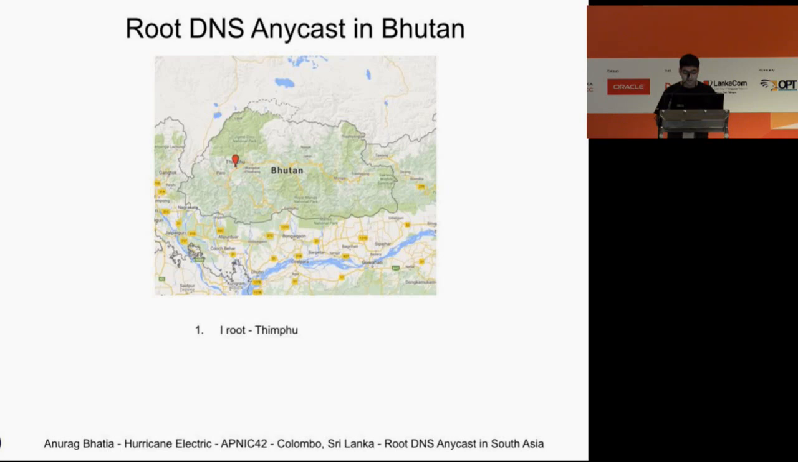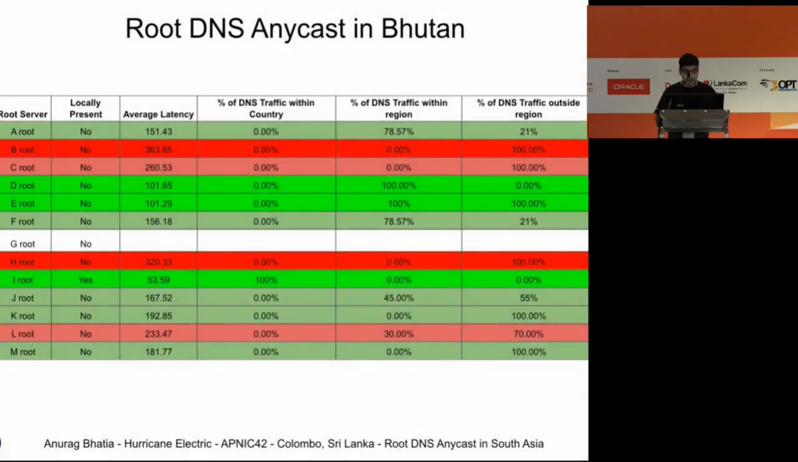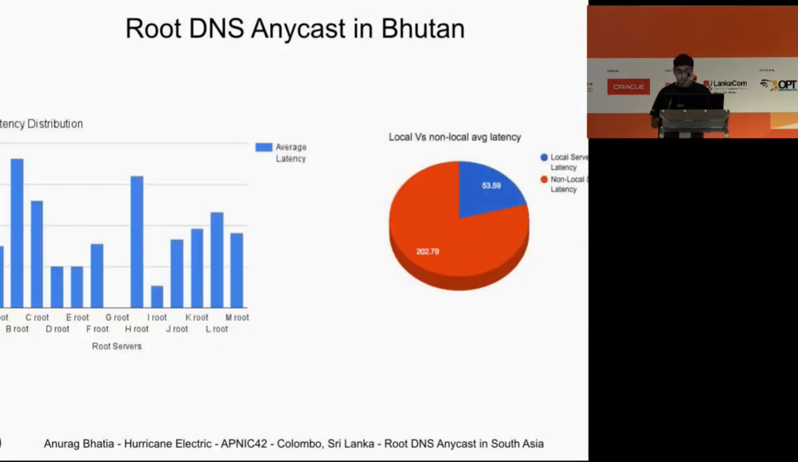Coming to Bhutan, there's one I root server over there, and surprisingly, that root server does show better latency, but other root servers also have good latency, for D and E root just 100 milliseconds. And it seems like some of them are hitting nearby in Singapore or India. Quite a few providers over there are connected either to the providers on the Indian side for transit or to the providers on the Singapore side. Local versus non-local, a huge difference since only one server was present. And I'll come to the factor of how much difference a server makes if there's only one server present or if all 13 roots are present, in the later part of the slides.